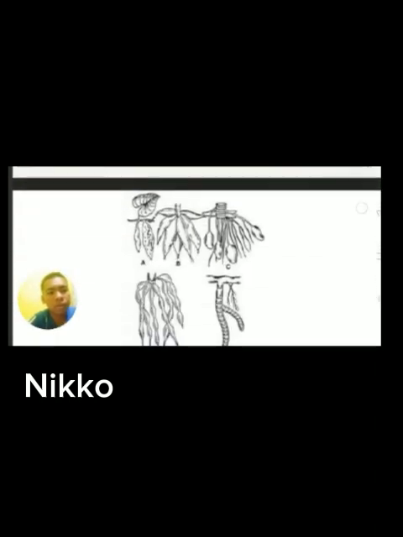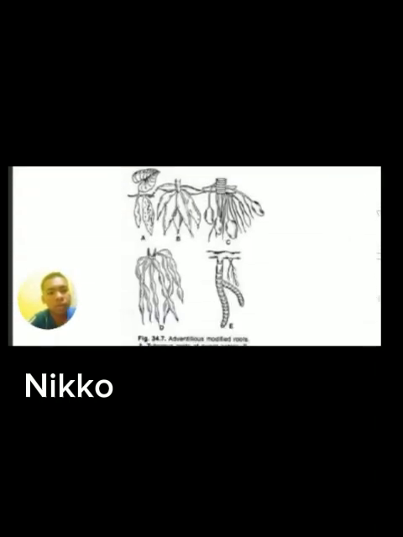So these are the adventitious roots for food storage. A is tuberous root, B is fasciculated root, C is nodulous roots, D is moniliform roots, and E is annulated roots.